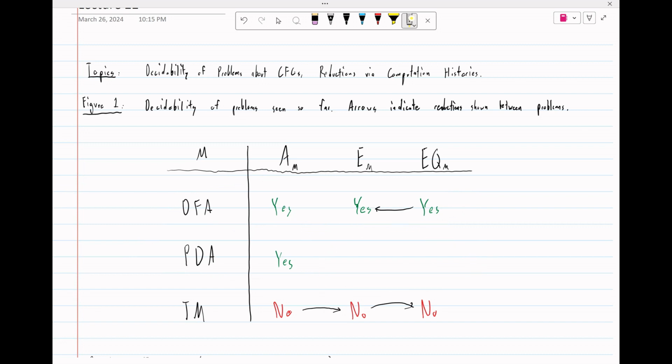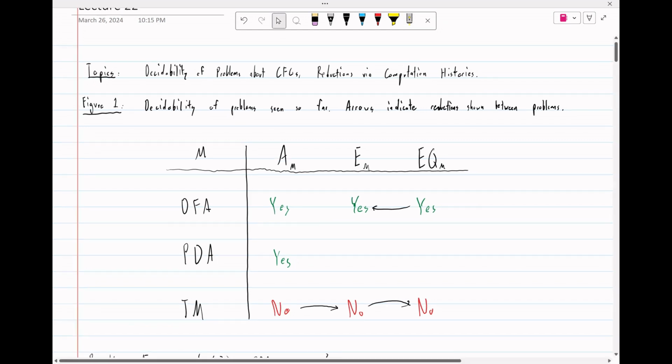Okay, any questions about what we're going to do today, or what we saw last time, that I can clear up before we move on? No? Okay, cool. So we're going to start with the emptiness testing problem for PDAs. Oh, yeah, question.